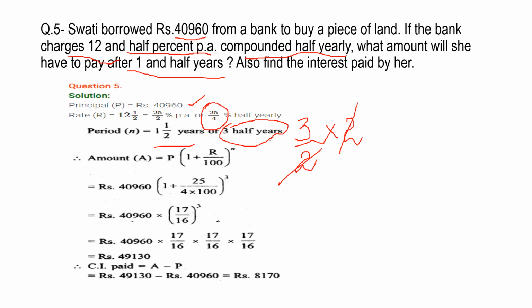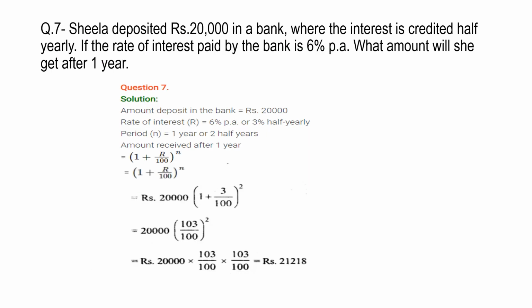Amount is P into (1 plus R by 100) raised to power T. P is 40,960. 1 plus R is 25 by 400. Just solve it and you will get the amount, and after getting the amount you have to deduct the principal from it and you will get the compound interest. There are a lot of calculations, students, and you have to do those calculations yourself. A lot of practice is required for this.